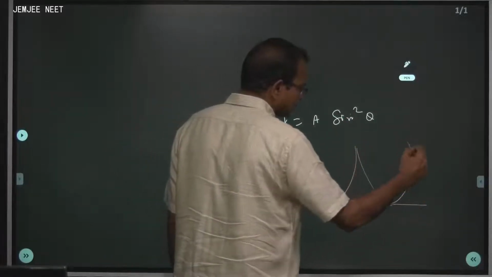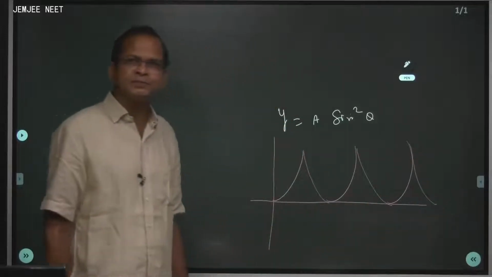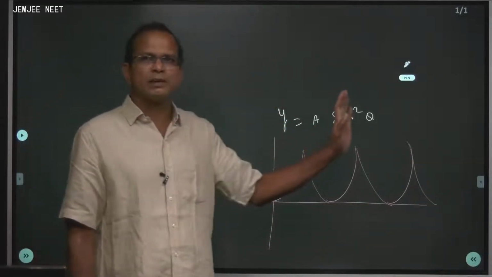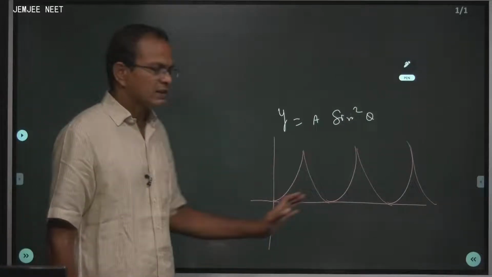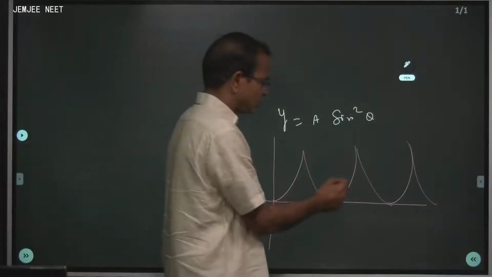This is what the sin square theta graph is. It will never go negative, and it is kind of parabolic. I am not claiming it's parabolic. So it goes like this. This is not simple harmonic at all.